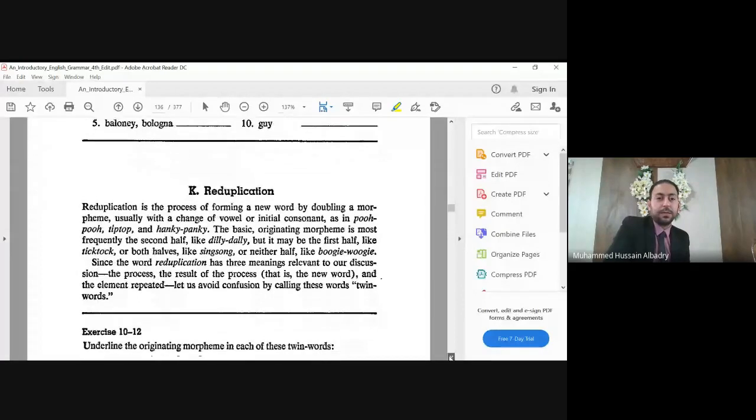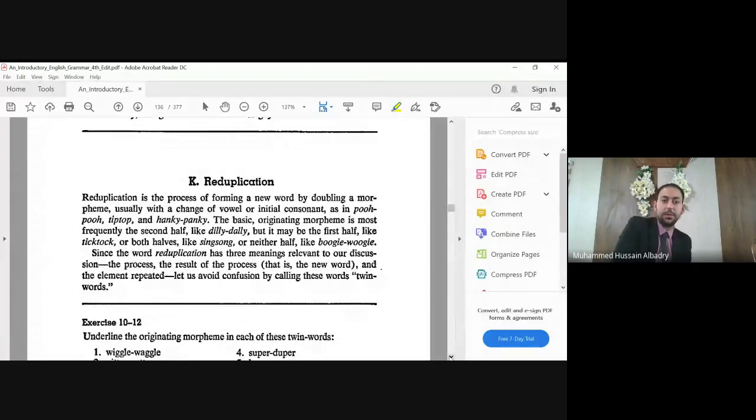The last process is reduplication. Reduplication, from its name, doubling. It means doubling. Check it and see. Reduplication is the process of forming a new word by doubling a morpheme. We double it, usually with change of vowel. Usually we change the vowel or the initial consonant.